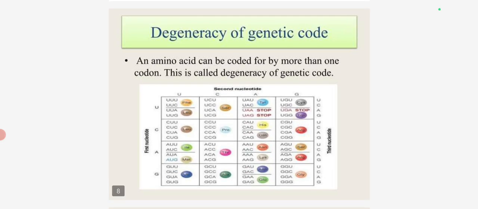Next one, degeneracy of genetic code. An amino acid can be coded by more than one codon. This is called degeneracy of the genetic code. The table shows a total of 64 codons. Here 21 codons indicate the 20 amino acids.